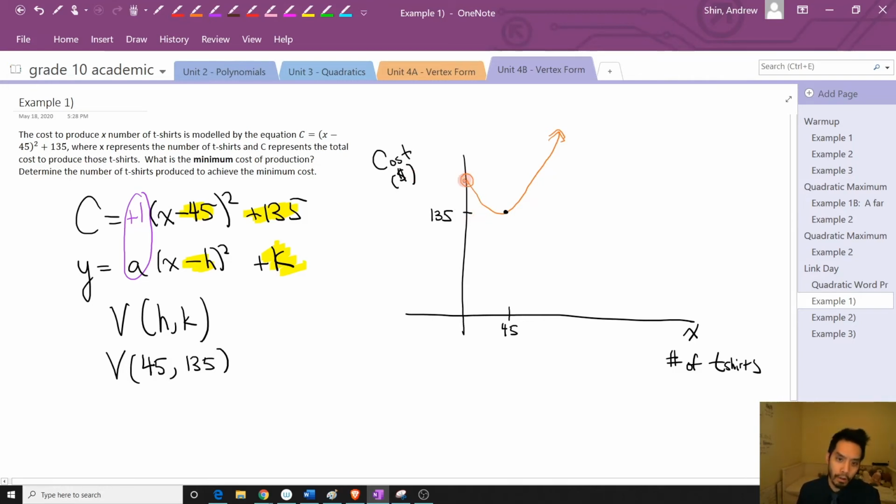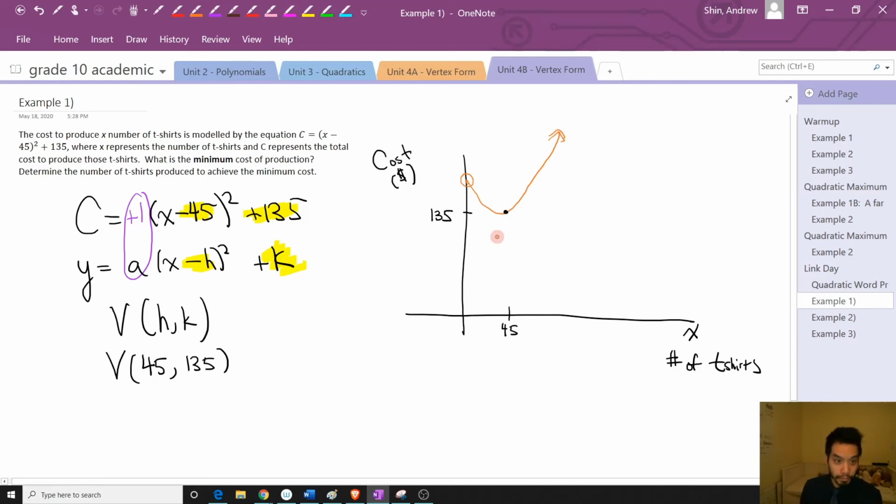Okay, and so the cost of producing 1 t-shirt, 2 t-shirts, and so on, all the way up to 45 t-shirts, actually reduces the total cost for some reason. I don't know, maybe you're buying things in bulk or whatnot. And then as you are making more t-shirts, you're now spending more money because you have to start paying people overtime. And so the cost to produce these many t-shirts is getting more and more expensive.